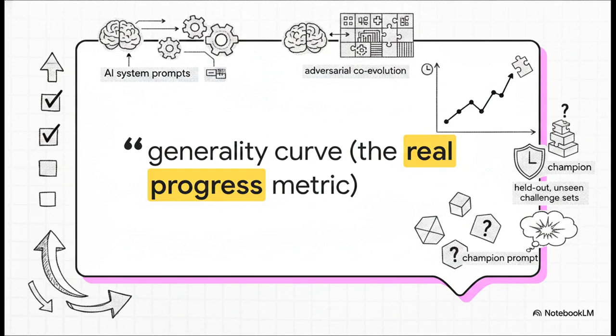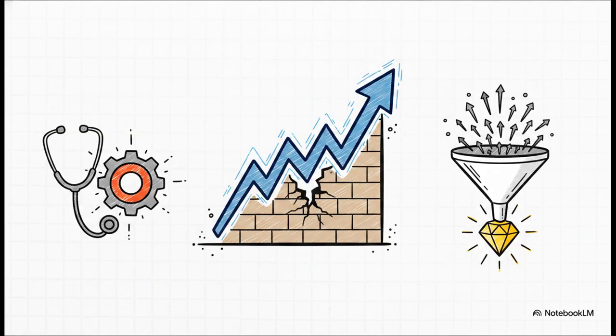The real metric is the generality curve. That's the fraction of success a champion prompt achieves against a completely held out, totally unseen challenge set over time. If your prompt can solve problems it has never ever been trained against, then you have achieved true generalization. By tracking that generality curve, a rising line mathematically proves that the red queen effect is real. You aren't just overfitting to whatever trick the adversary pulled last round.